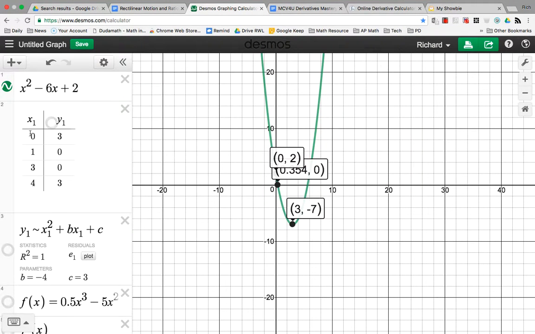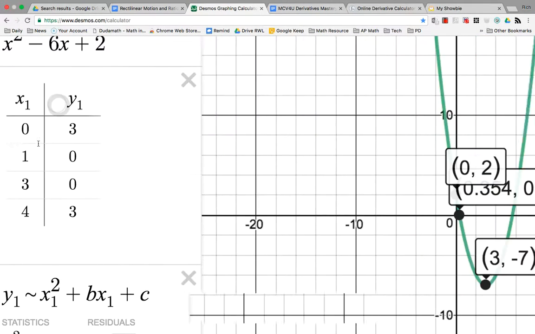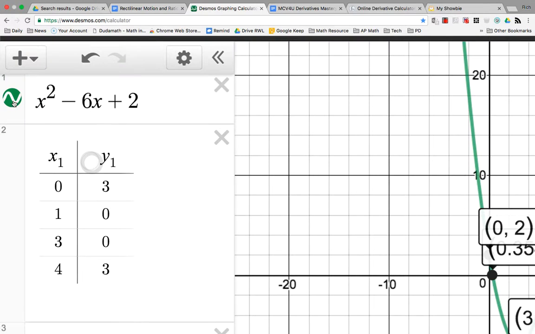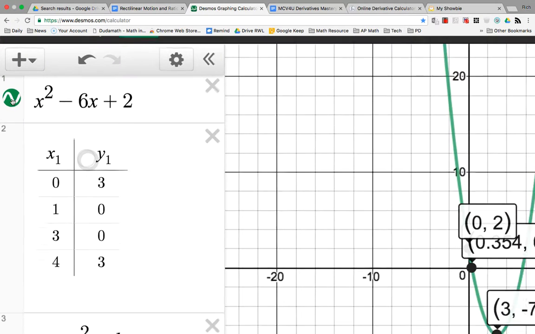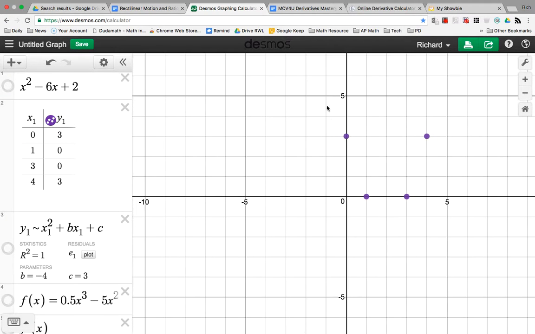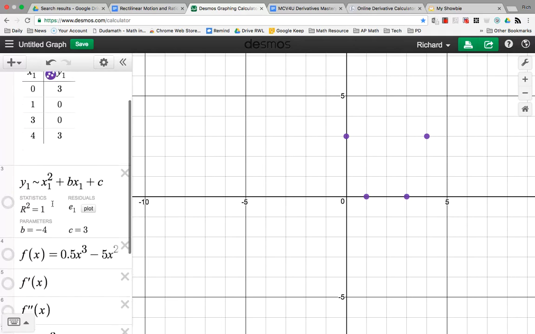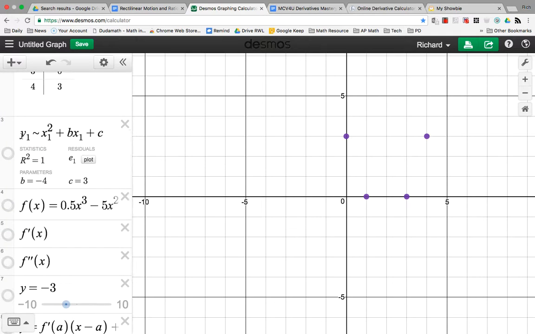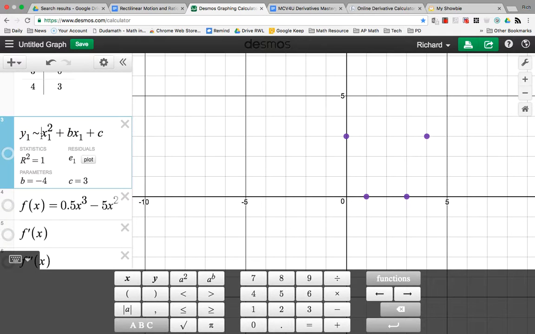If I had a table of values, as you can see right here, I do have a table of values here, and I'll turn that off. So there's a scatter plot, okay? If I want to get a quadratic curve through that scatter plot, what I can do is put x1 and y1 as my table of values, and then I write y1 is approximately equal to, right? That's why it's a regression symbol.